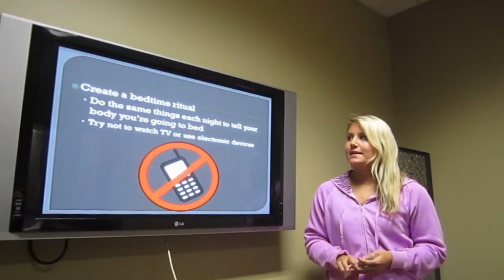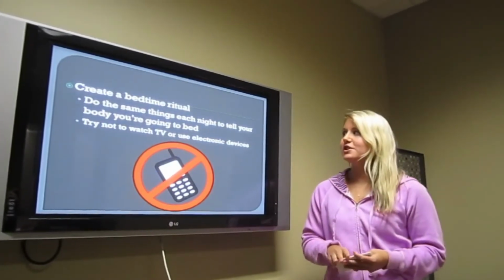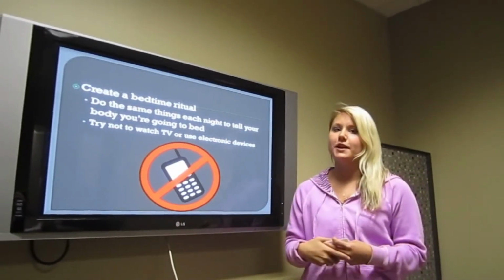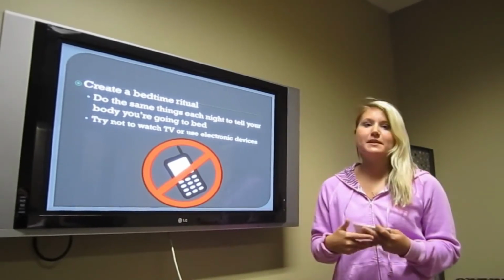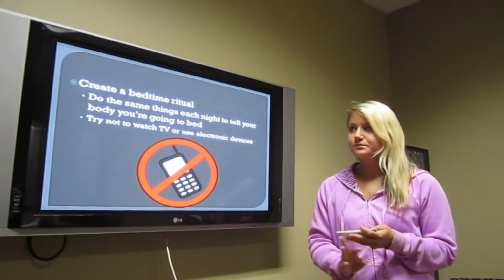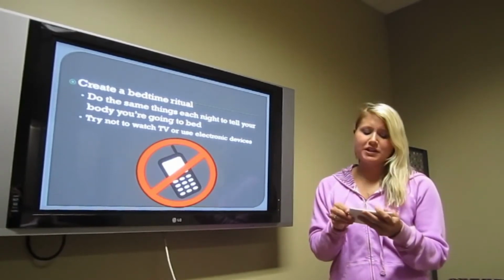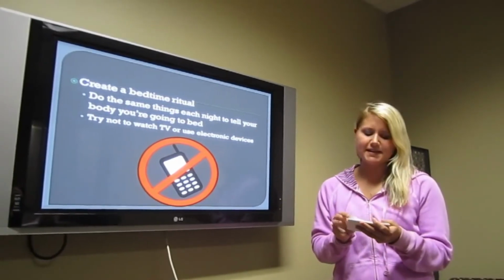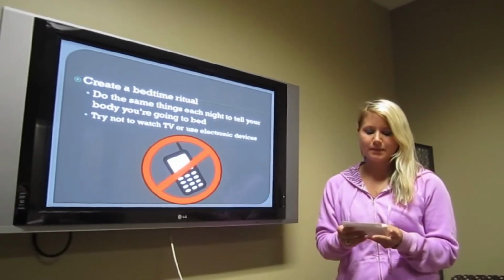Next, create a bedtime ritual. Do the same things each night if possible to tell your body that you're getting ready for bed. Examples would be taking a shower, reading a book, or even listening to music. However, don't watch TV or use electronic devices, as these can interfere with your sleep.